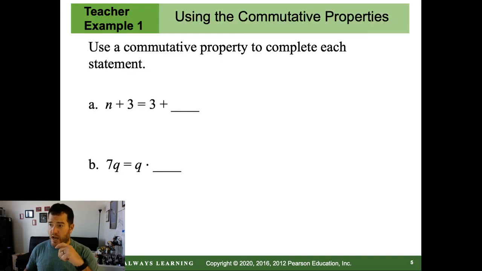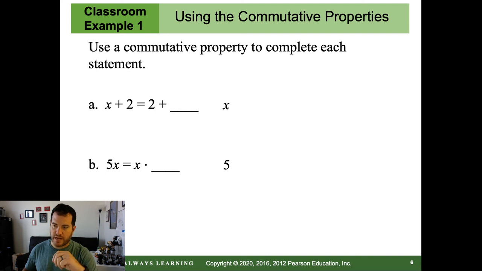The one I would do in class for students is what your homework is going to look like. It's n plus 3 equals 3 plus, and then here you put n. Hopefully that makes sense. Same thing here: 7 times q is the same as q times 7. So the commutative property is the idea that a plus b equals b plus a, and a times b equals b times a. Whatever's on the left and the right is the same. That's what you would do in class, so I'm going to go through those.